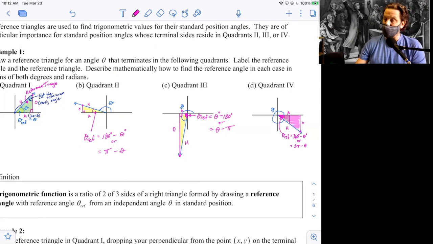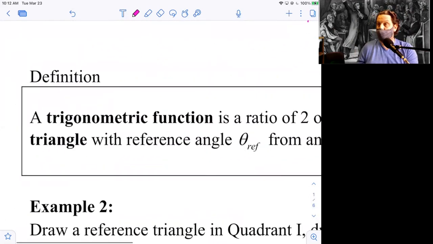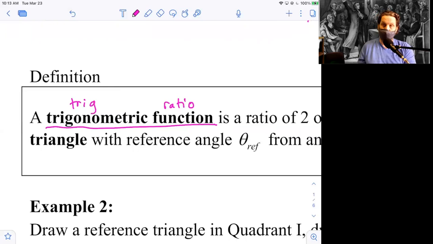So we technically don't have a reference angle. We technically don't have a reference triangle. So those are special cases, and we'll look at those independently. All right, so now that we have all 3 of these, let's go ahead and define what a trigonometric function is. A trigonometric function, or sometimes I call it a trig ratio. Of course, trig is short for trigonometric. A trig ratio or a trig function.